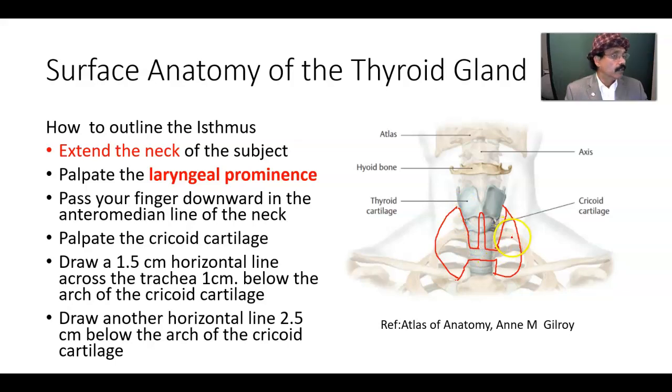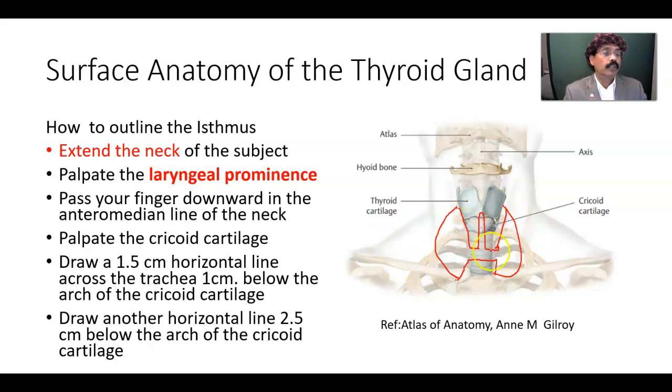This is the lobe. This is the right lobe of the thyroid gland. This is the left lobe of the thyroid gland. Okay, and this is the pyramidal lobe. This is the thyroid prominence or laryngeal prominence. This part is the thyroid notch. We can easily palpate it. This notch, this is the laryngeal prominence.